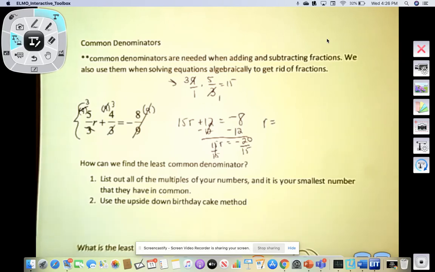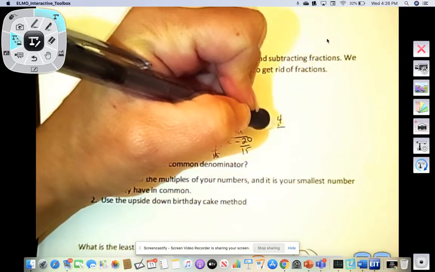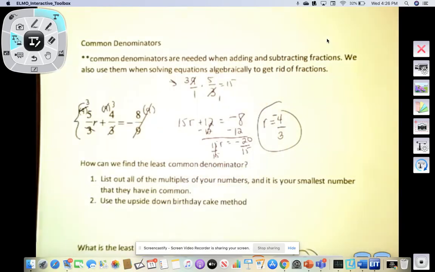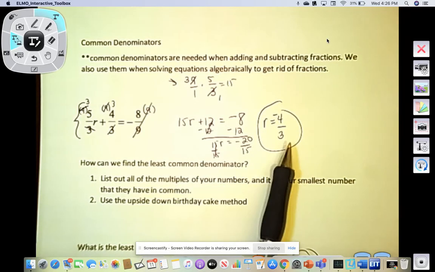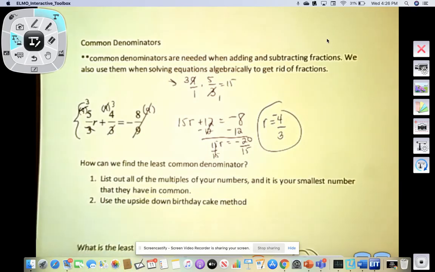20 over 15, I'm not going to turn into a mixed number. I don't have to do that. It's an improper fraction, and improper fractions are just fine. So 5 goes into both of them. 20 divided by 5 is 4, and 15 divided by 5 is 3. So I'm going to leave it as r equals negative 4/3. And it makes sense that I ended up with a fraction because I started with fractions. You're not always going to wind up with a whole number when you're solving equations.